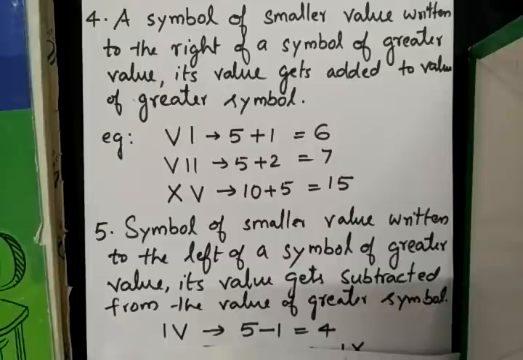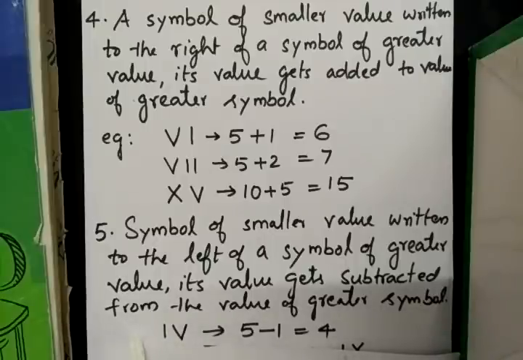How? Because this is 5 minus 1. Why is it minus? Because I is written on the left side. That is why it is subtracting. 5 minus 1 is equal to 4.